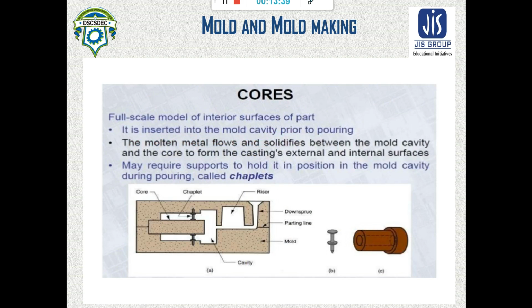The core is the full scale model of the internal surface of the part. It is inserted into the mold cavity prior to the pouring. The molten metal flows and solidifies between the mold cavity and the core to form the casting with external and internal surfaces. The core may require support to hold its position in the mold cavity, and this holding in position can be done by using metal supports, that is called chaplets.